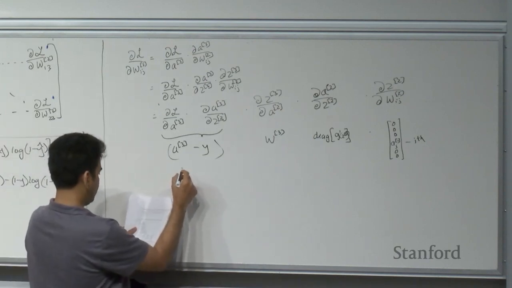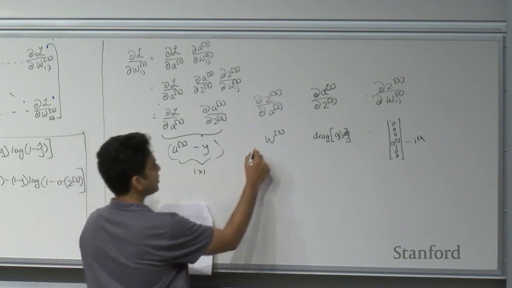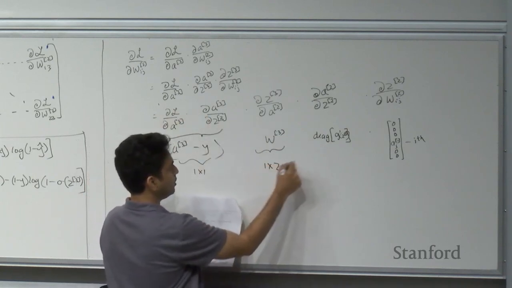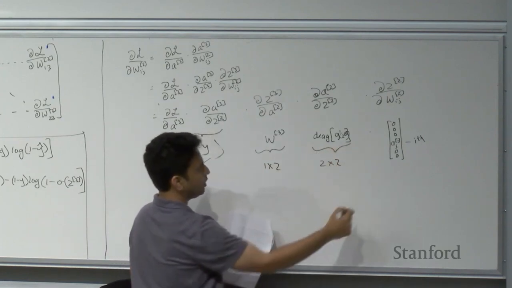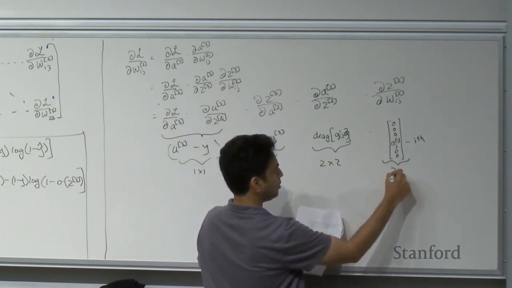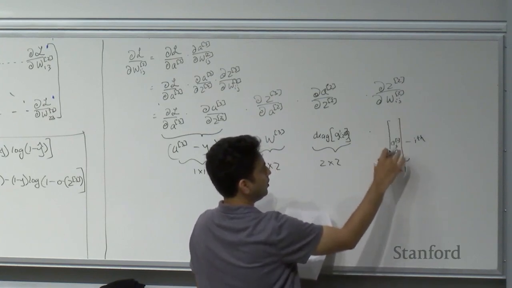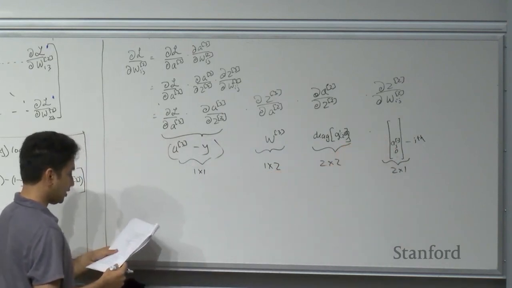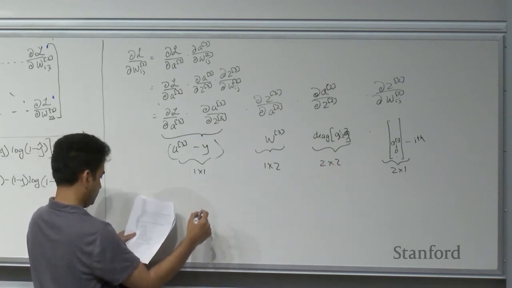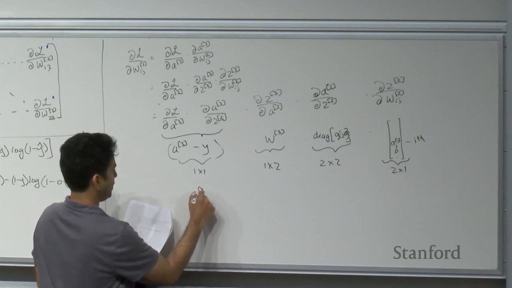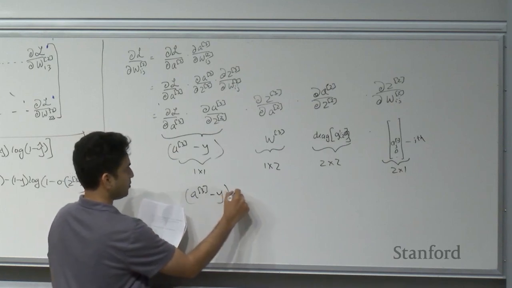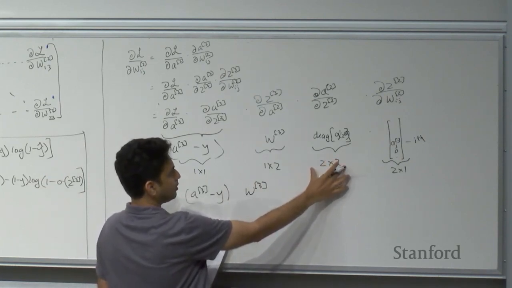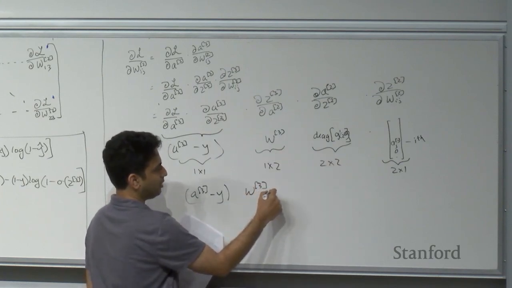Right? And so if we do a dimensional check, this is 1 cross 1. W3 is, in the example in the notes, 1 cross 2. And this diagonal is going to be 2 cross 2 with only diagonal entries. And this is going to be 2 cross 1. In that example, there's only 2, so the other one will be 0, and aj will be an element. And now we can combine all of these into a single entry. So this is basically A3 minus Y, the scalar, times W3. And when you multiply a diagonal matrix with another matrix, you get a matrix which is the same as performing element-wise multiplication.